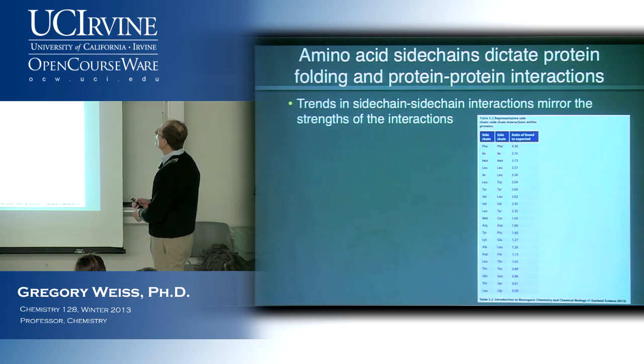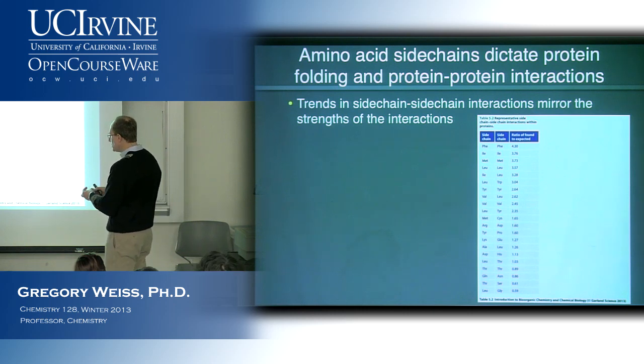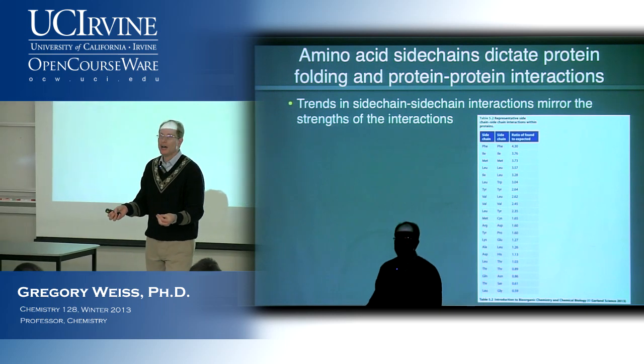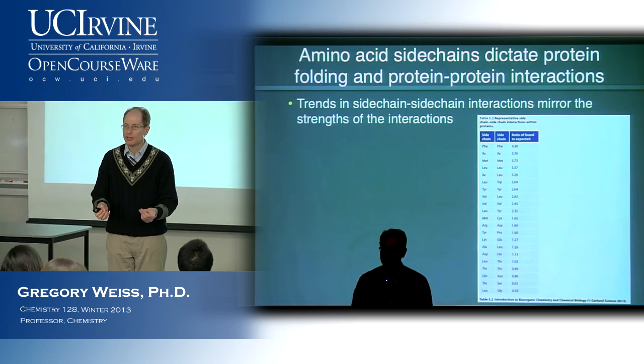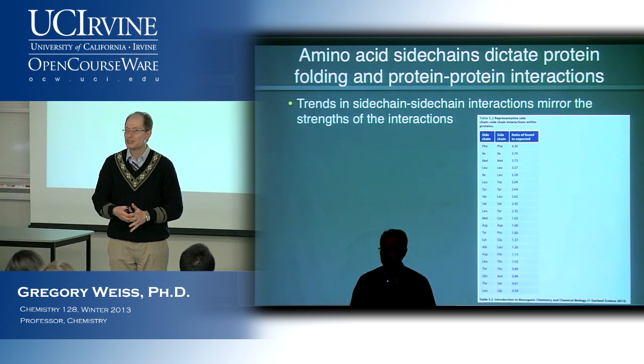Okay, so these side chains are going to dictate, as the side chains interact with each other, that in turn is going to dictate the folding of the protein. Okay, so this goes back to the major challenge that I set up earlier. How do we go from amino acids to this complicated three-dimensional structure?